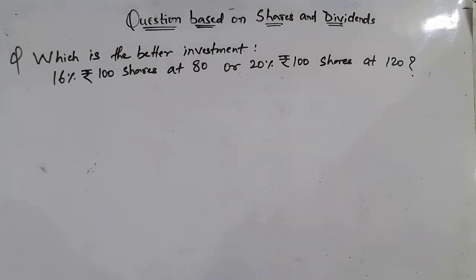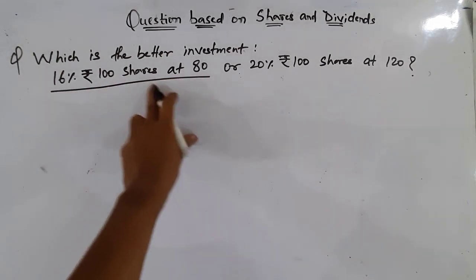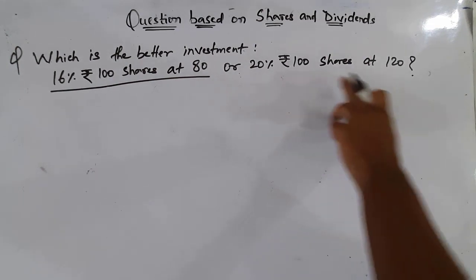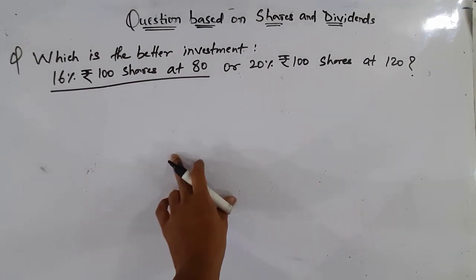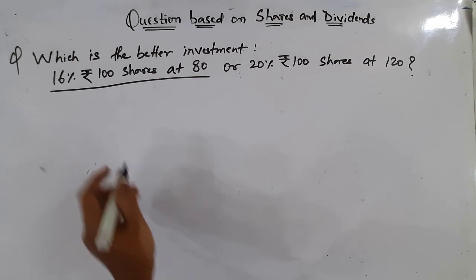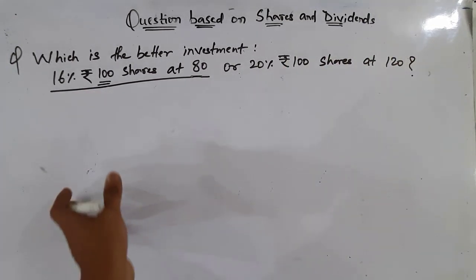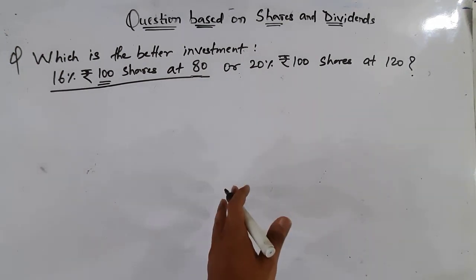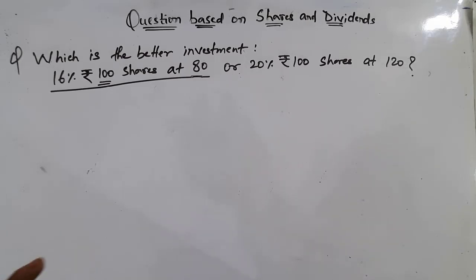Now here is a question for you. The question asks which is a better investment, that is whether 16% rupees 100 shares at 80 or 20% rupees 100 shares at 120. In both the parts you have to apply the same formula, that is dividend percent of NV equals return percent of MV. So this is the nominal value and this is the market value, and similarly here also. So we have to find the return percent in both the cases, and where the return percent comes more, that is the better investment.